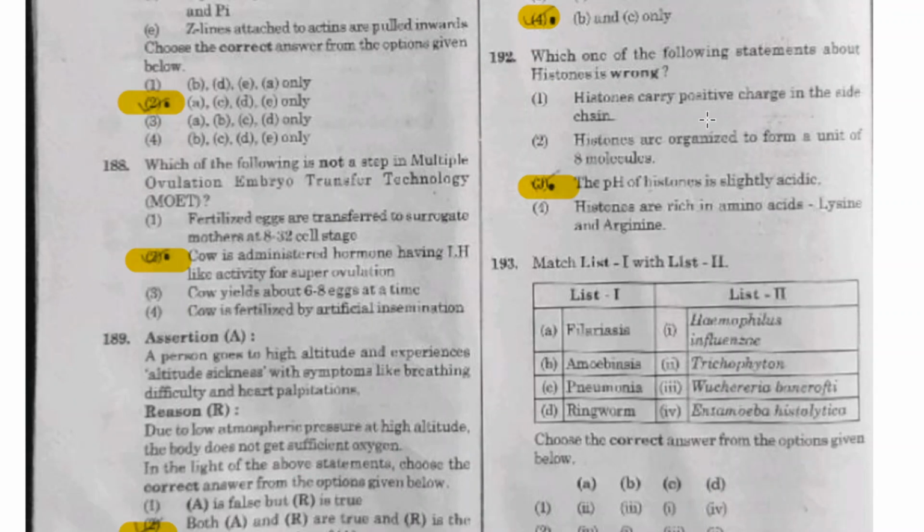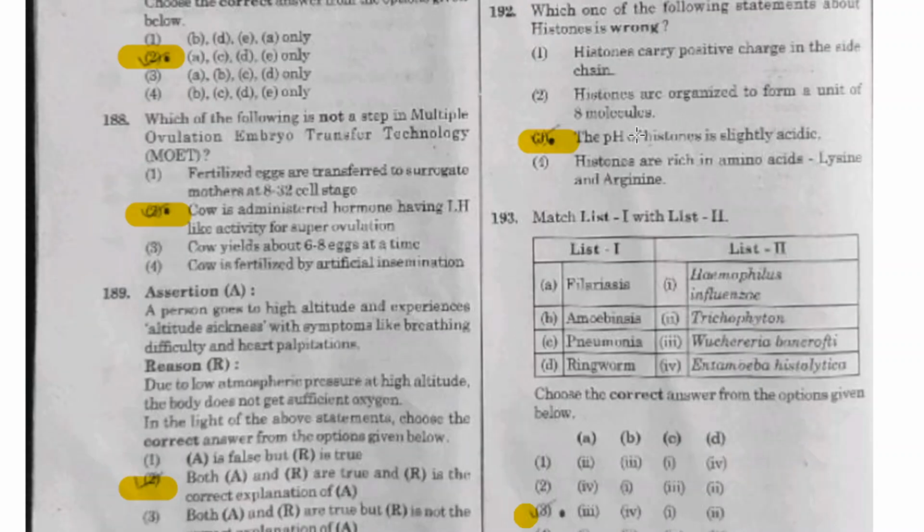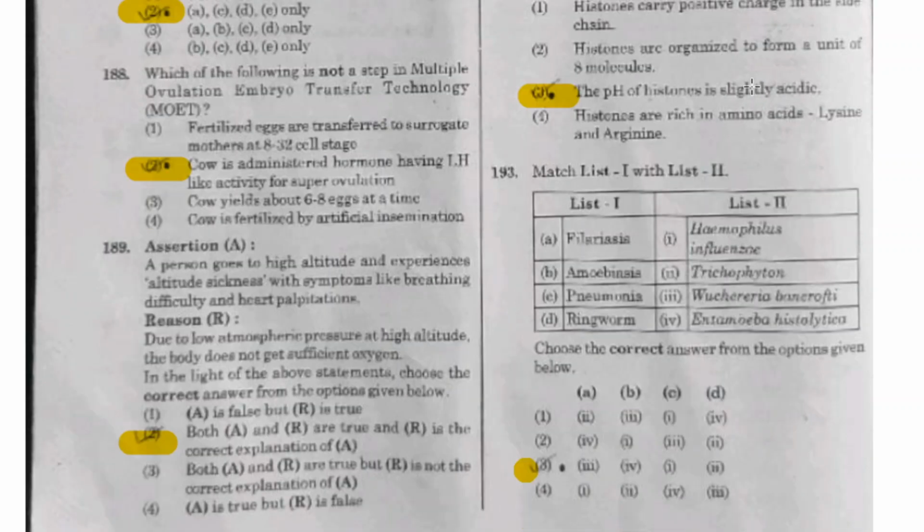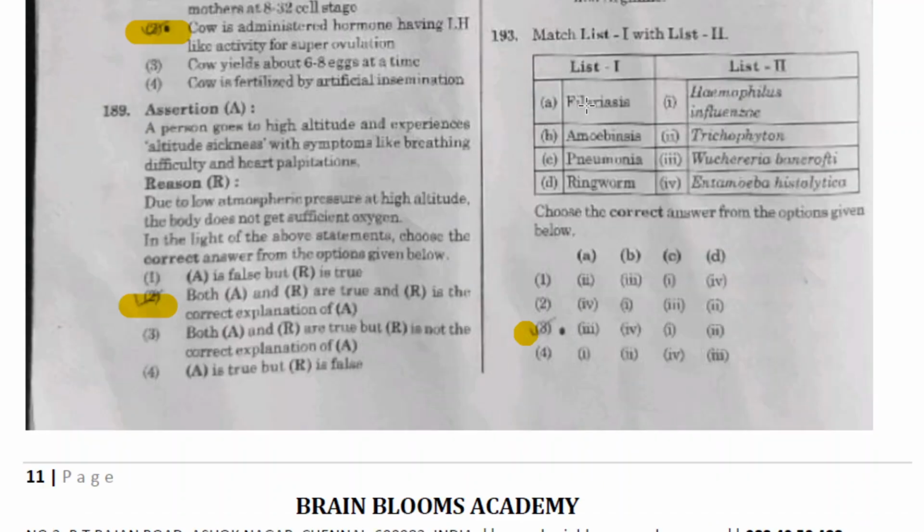Which one of the following statements about histone is wrong? Histones carry positive charges. DNA is negative, histone is positive. It has got 8 molecules, correct. The pH of histone is slightly, no, it is not acidic, only DNA is acidic, and histones are rich in amino acids lysine and arginine. So this is the option.